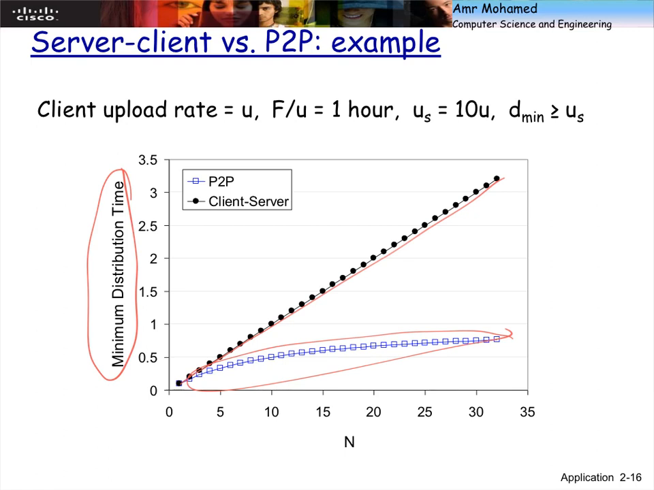In peer-to-peer, no. Each peer is actually a service provider. So it consumes a service and provides a service at the same time. And that's why we have this behavior. It stabilizes at a certain point. Okay?